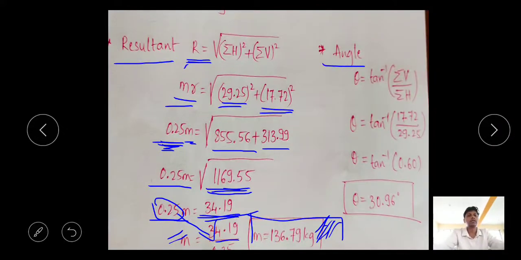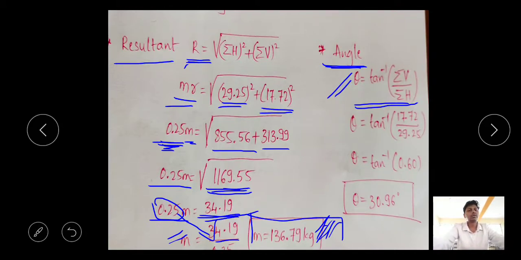Now the last step of your problem is finding out the angle of the balanced mass, at which angle it is acting. To find that balanced angle, theta is equal to tan inverse of delta V divided by delta H, that is tan inverse of vertical force divided by horizontal force. See these four formulas: horizontal force, vertical force, resultant and angle. These four formulas are very important. You need to remember these four formulas for this whole unit. If you remember these four formulas, then easily you can solve all the problems.